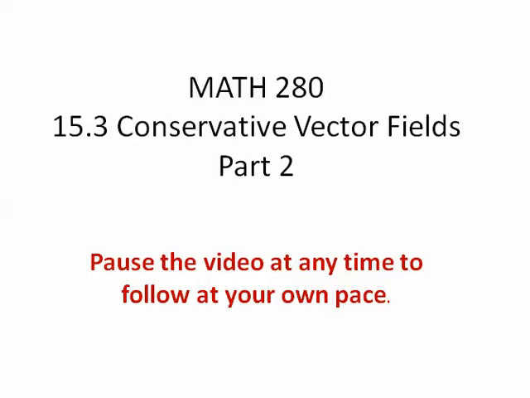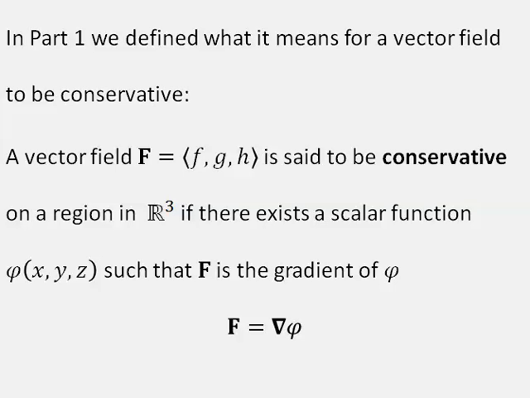Conservative vector fields, Part 2. In Part 1, we defined what it means for a vector field to be conservative. A vector field F is said to be conservative if there exists a scalar function phi such that F is the gradient of phi. Now, if there does exist such a scalar function phi, phi is called the potential function of the vector field.